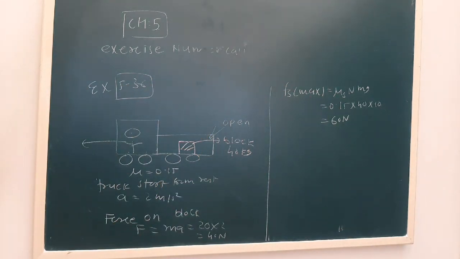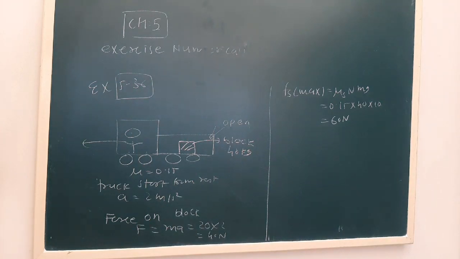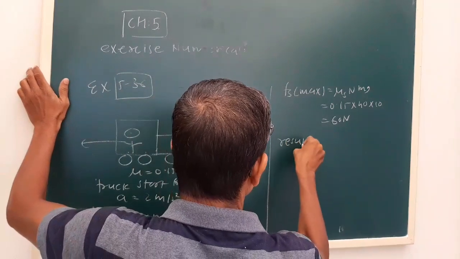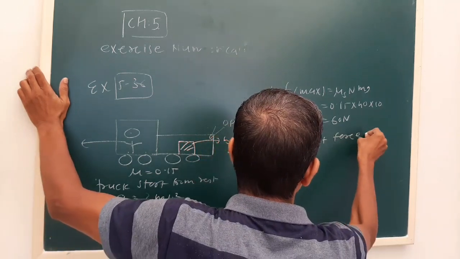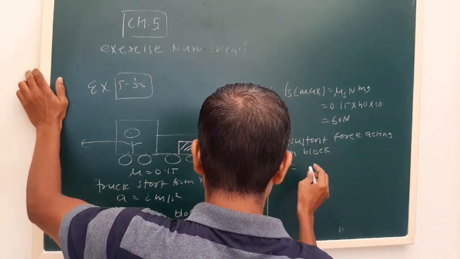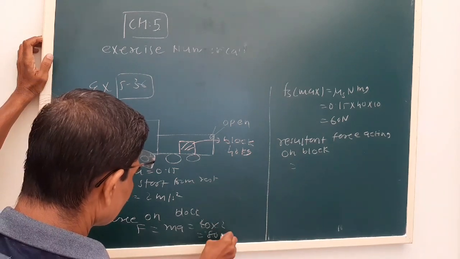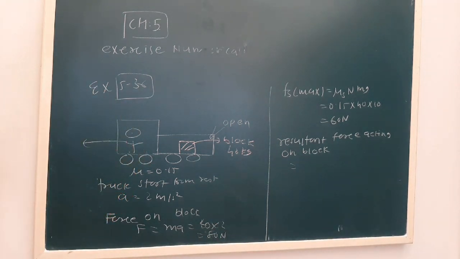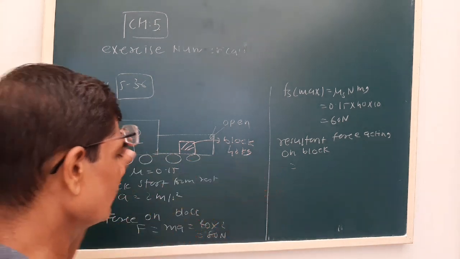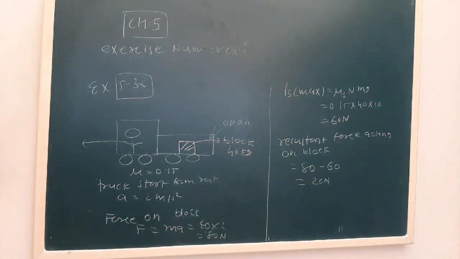So what is the net force? Why? Because these two forces will be in the opposite direction. So the resultant force on the block, mass is 40 kg, so here it is 80. See, the frictional force is always in the opposite direction of motion. So these two forces will be in opposite direction. So the net force will be 20 Newton.